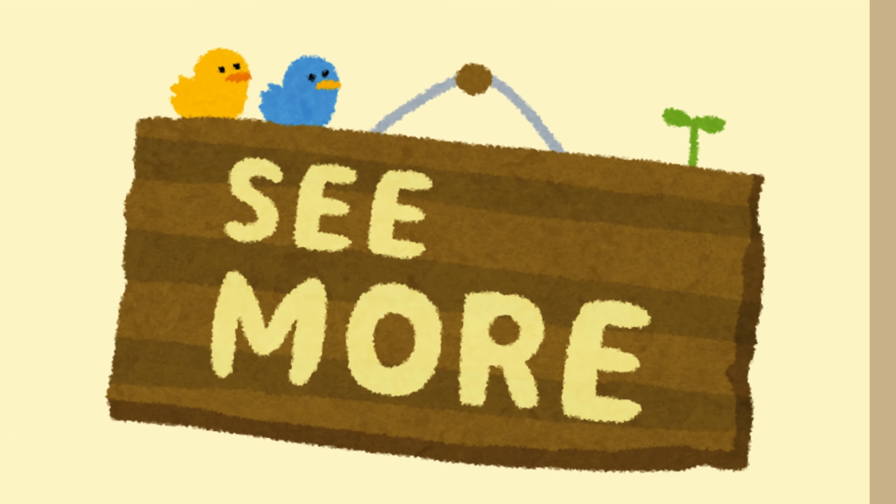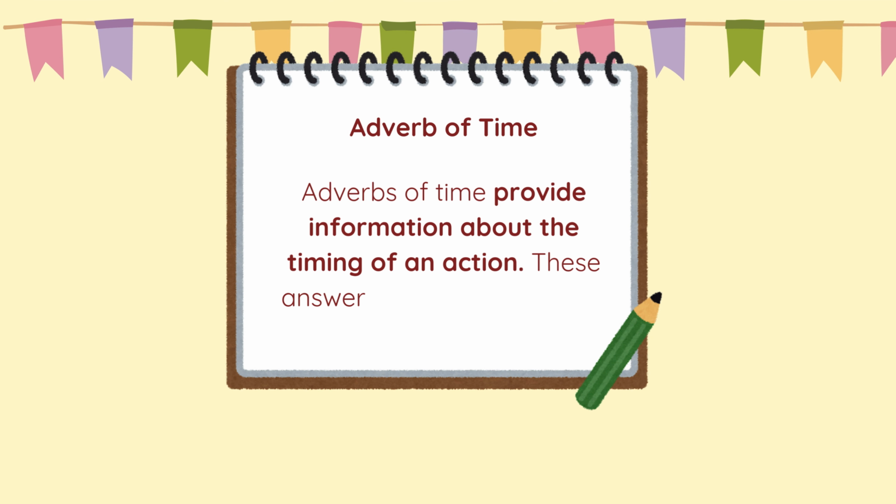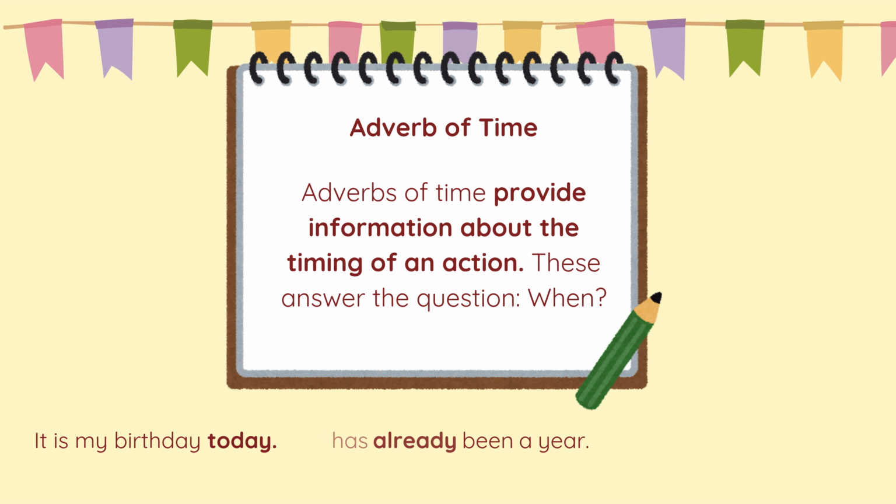Let's see more. Adverbs of time provide information about the timing of an action. These answer the question when. For example, 1. It is my birthday today. 2. It has already been a year. 3. I want to see you now.